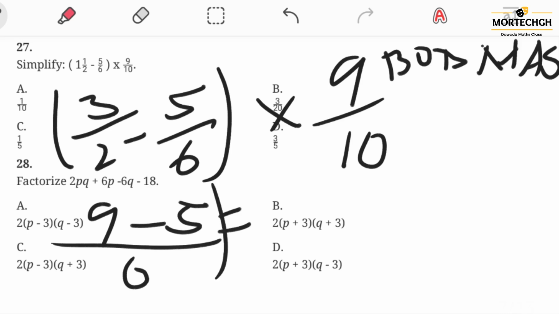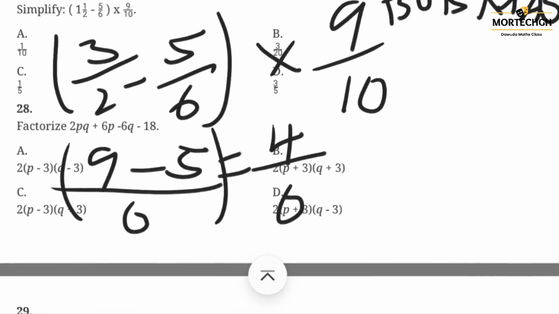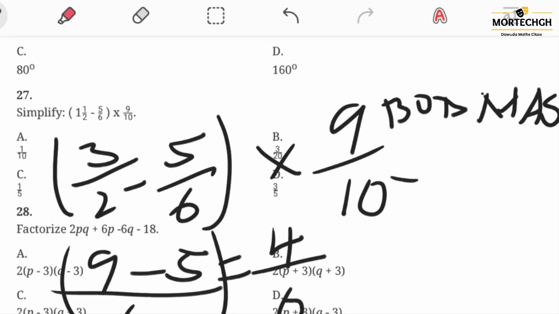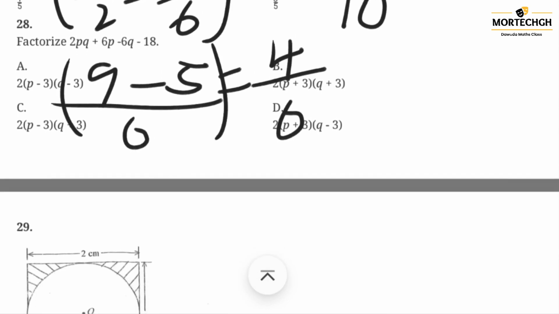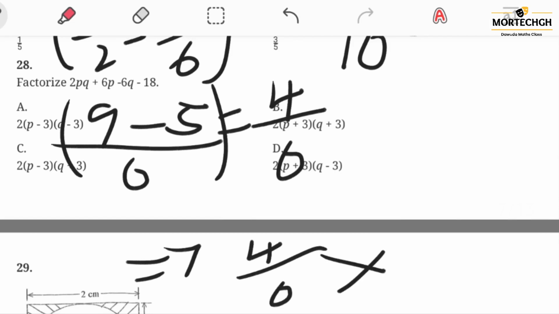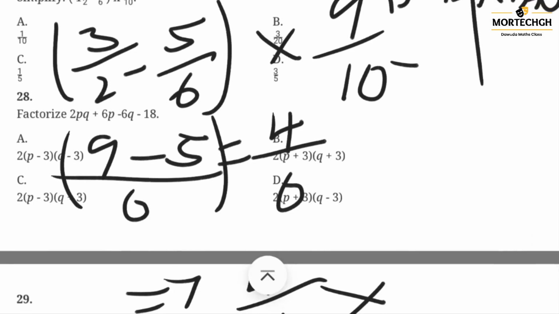So in the bracket, we are still working with the bracket, which will give you 9 minus 5 over 6. So 9 minus 5 will give you 4. So we have 4 over 6, right? That's the bracket. We have 4 over 6. Since we've worked with the bracket and we got 4 over 6, it can now imply 4 over 6 times the number that was there, that was 9 over 10. So 4 over 6 times 9 over 10.